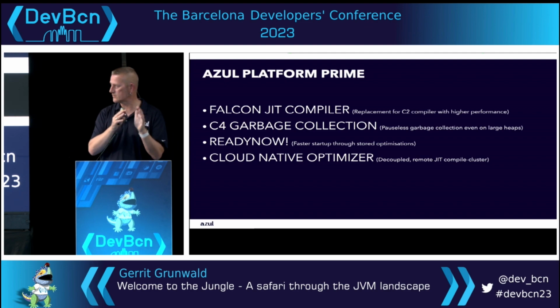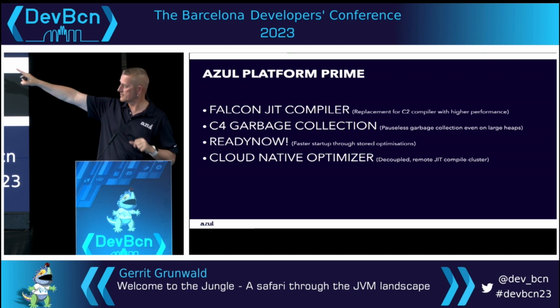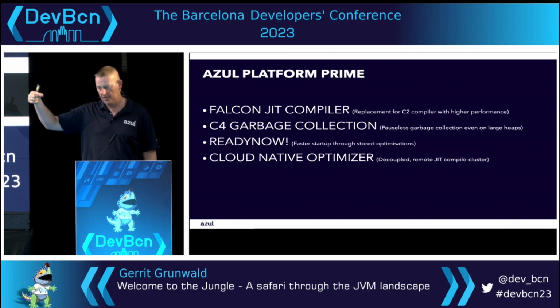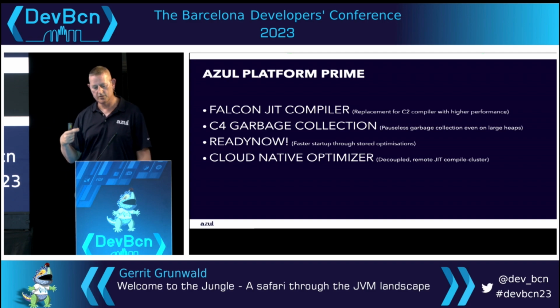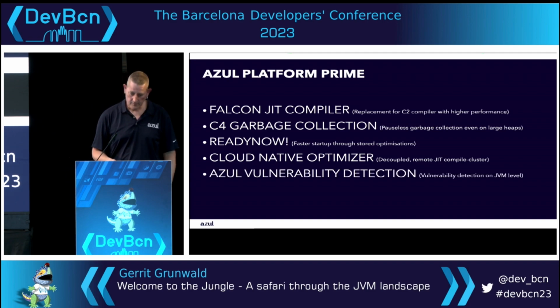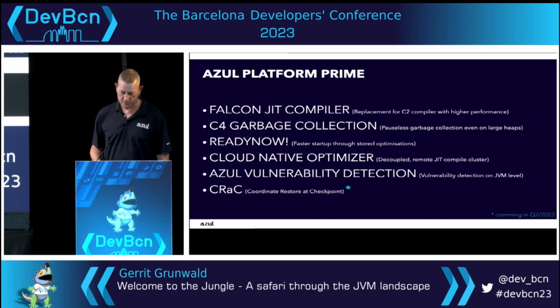The C1 doesn't do that. And at that point, where it goes from C1 to C2, we just call the web compiler, right? This is the cloud native compiler. And then this one keeps all the compiled methods and just returns the compiled code, which is much faster. And it also has the vulnerability detection that I explained, and it will also get CRaC in the near future.